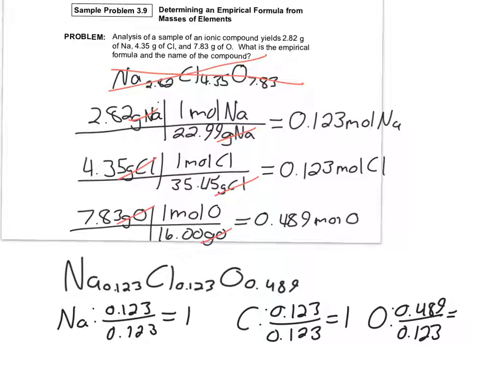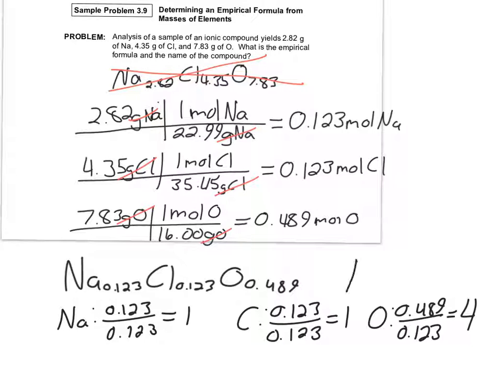0.489 divided by 0.123. And I got 3.975, which is approximately 4. Anytime you're within a tenth of a whole number, it's okay to round that up. Now, if that would have been 3.6, I would have had to leave it at 3.6 and then do our steps to get our empirical formula.